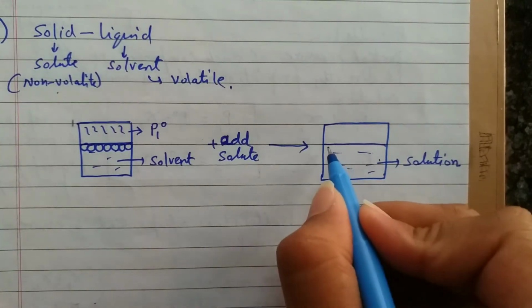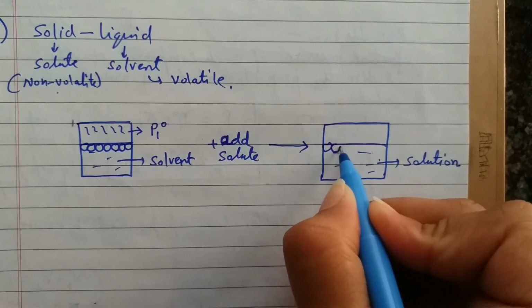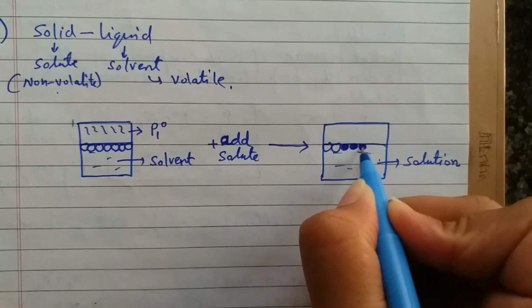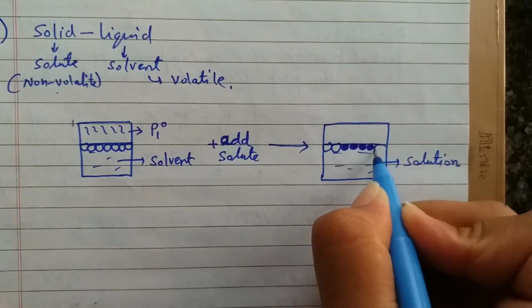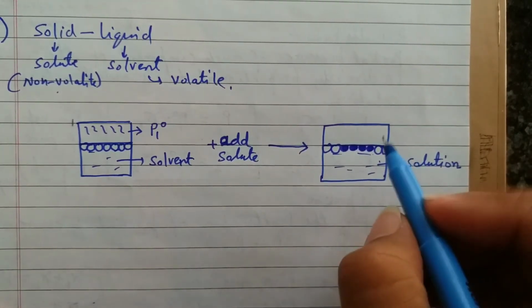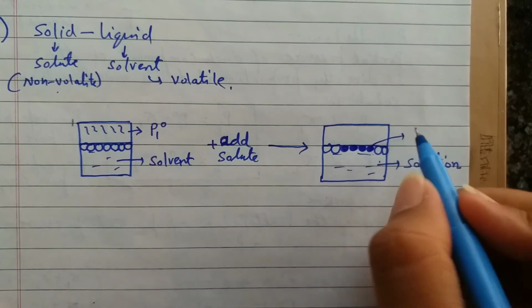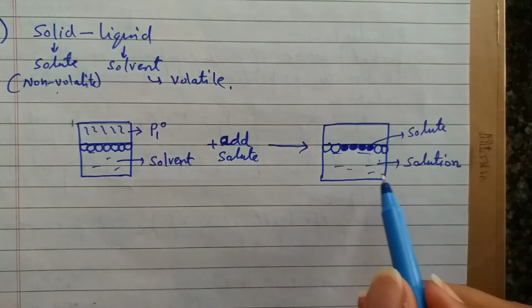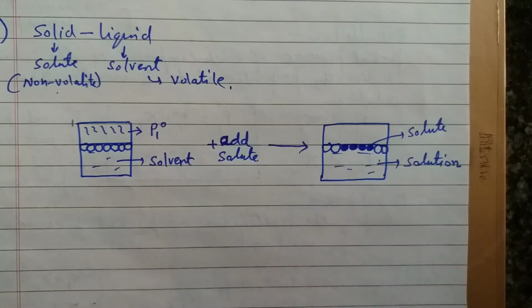So now the surface won't be covered by only the solvent particles, but some of the surface is also going to be covered by the solute particles. These dark circles are representing the solute particles. So this is a solution. It contains both solvent as well as the solute.